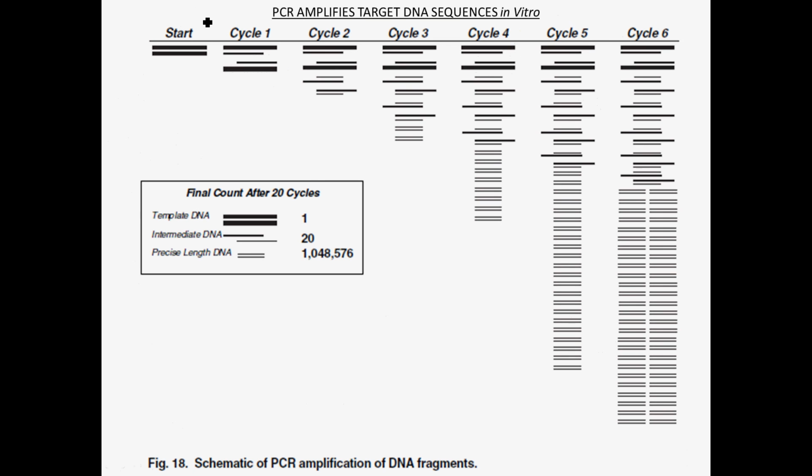So again, PCR is going to amplify target DNA sequences in vitro. So if we start with our target sequence right here, after cycle 1 we get 2 copies. After cycle 2 we're going to get 1, 2, 3, 4 copies. Cycle 3 we should have 8. 1, 2, 3, 4, 5, 6, 7, 8. Right? And you see that after this third cycle we start amplifying just this target sequence.